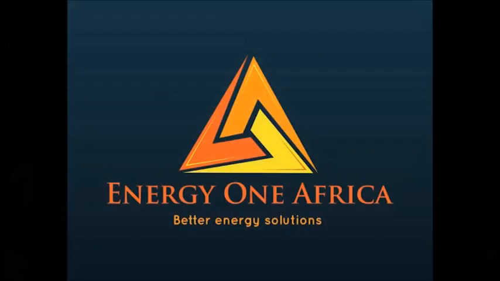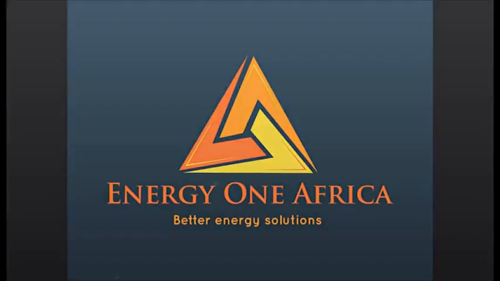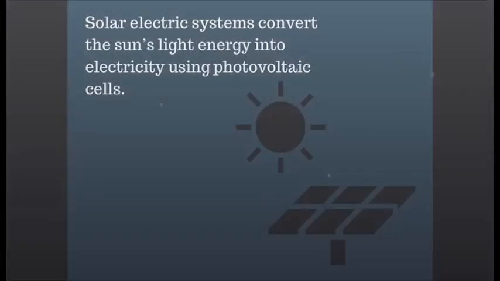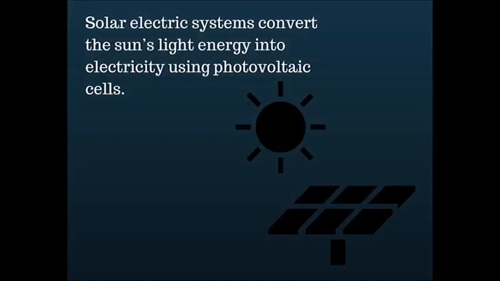We receive energy from the sun in two main forms, heat and light. Heat is used by solar thermal systems to warm up water. Solar electric systems convert light energy into electricity using photovoltaic cells. Cells are made from layers of semiconducting material, usually silicon.